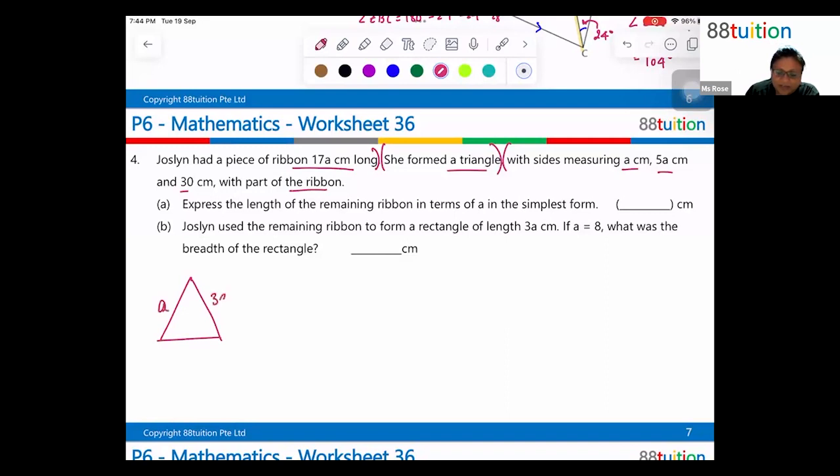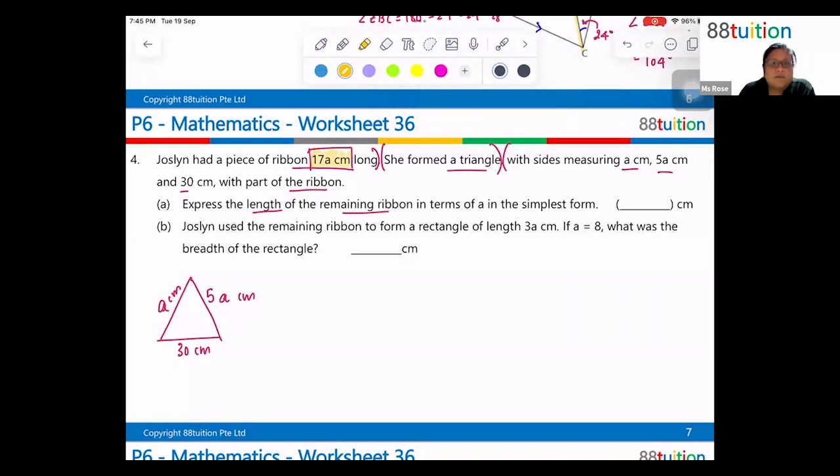So you have A, 5A, and 30 cm. These are the three sides of the triangle. Now, from here, express the length of the remaining ribbon. Oh, you want the remaining ribbon. So take note, the length of the piece of ribbon is 17A cm.